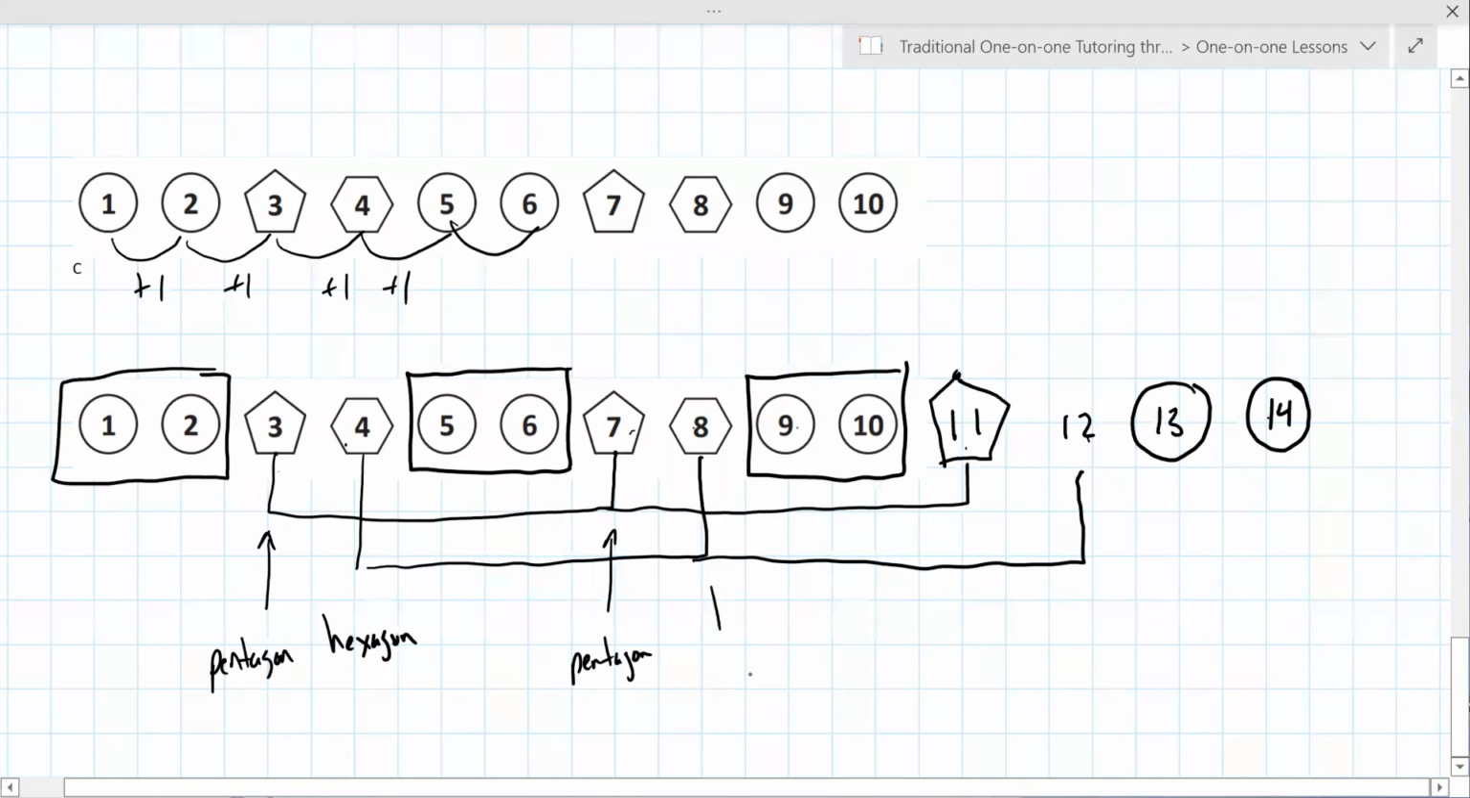A hexagon. So what should the 12 be? The 12 needs to be a hexagon. Very good. Okay, all right. Any questions on that one?